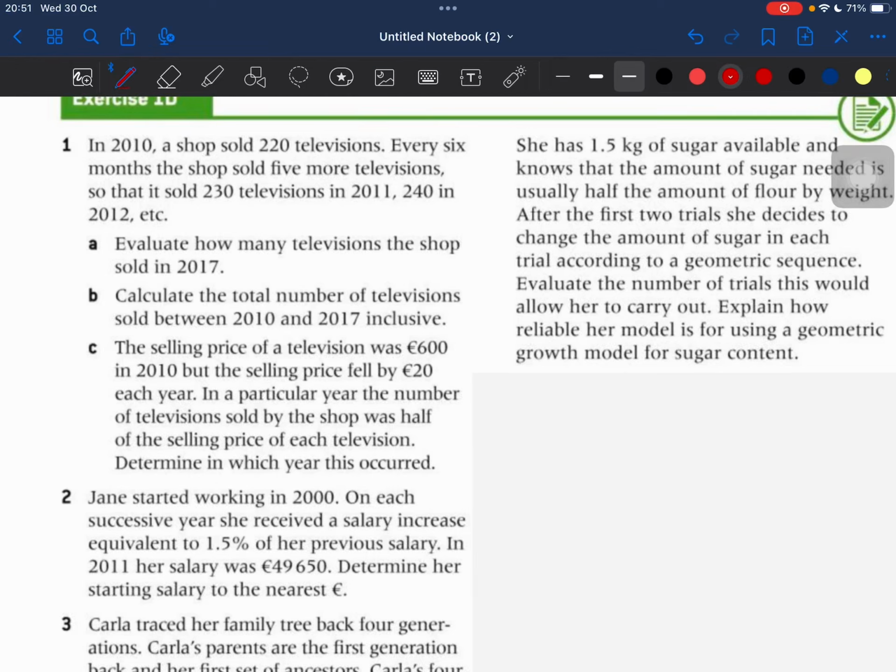This is the applications of sequences and series from the Oxford IB HL AA textbook. Let's start from number 1.